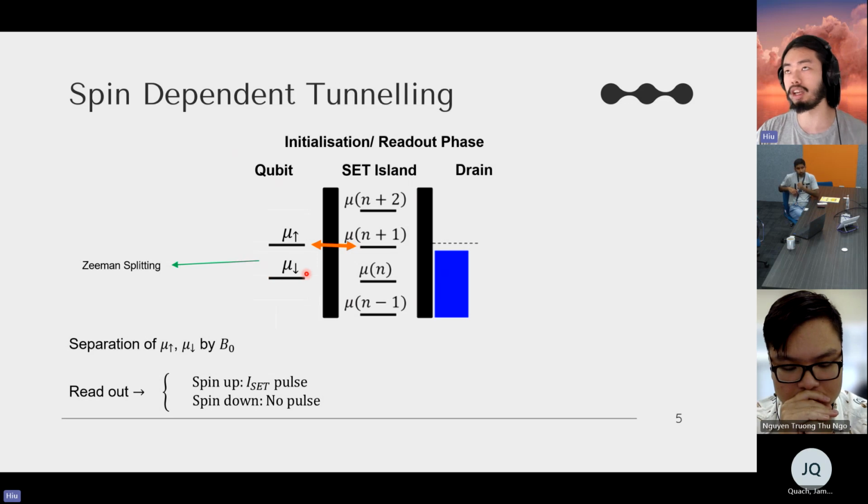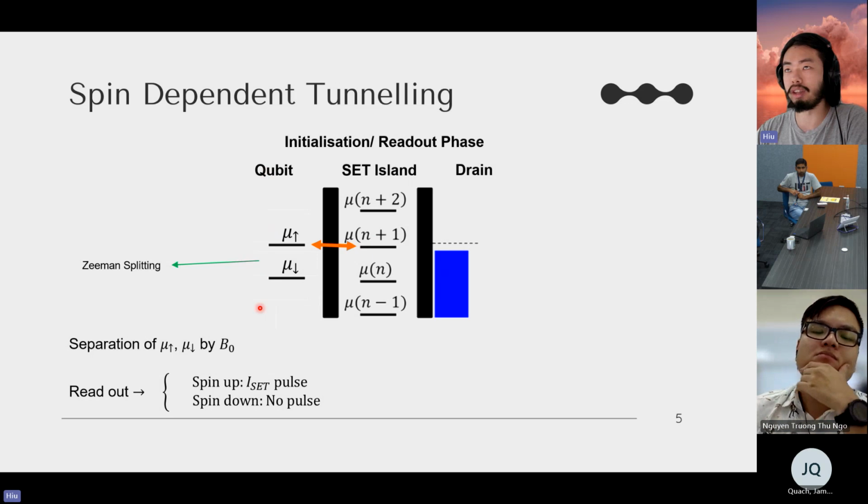So usually when we say initialization, we initialize it into a down state. The readout works as if you have a spin up, the electron can tunnel out into the SET island, and you have an empty state in the qubit.